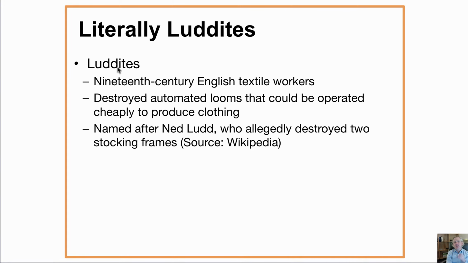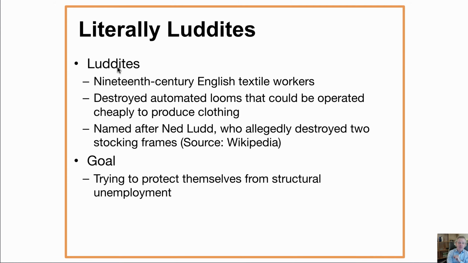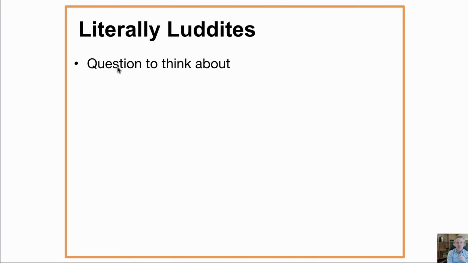All right, but obviously, if you were to do that, that's going to slow down the modernization of the economy as a whole, and it's going to keep prices high for textiles. Of course, I already said this. Their goal was to protect themselves from structural unemployment. They didn't want their company or their type of job within the industry to be made obsolete. So they were trying to prevent that by destroying these machines.